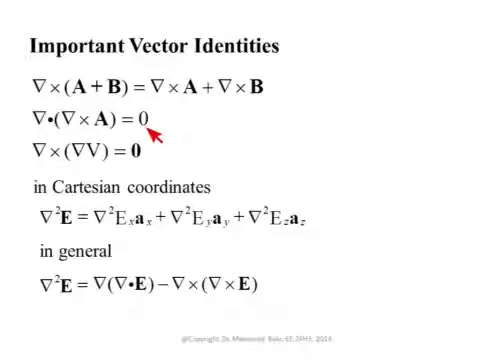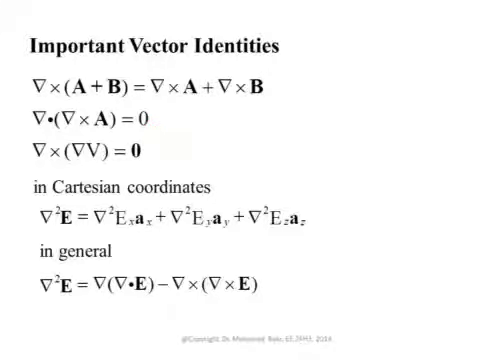This will always be 0. Most likely, if I give you a question like this, I will give you a vector and then I ask you to verify this identity for it. So you have to obtain the curl, and then you show me that when you get the divergence of the curl, whether it's cylindrical, spherical, or Cartesian coordinates, you'll get 0.